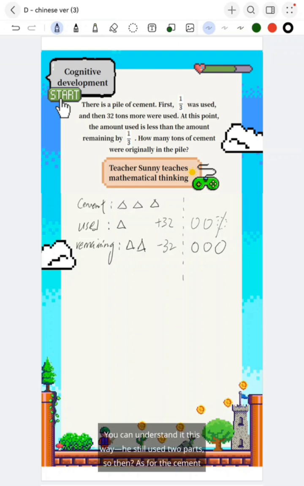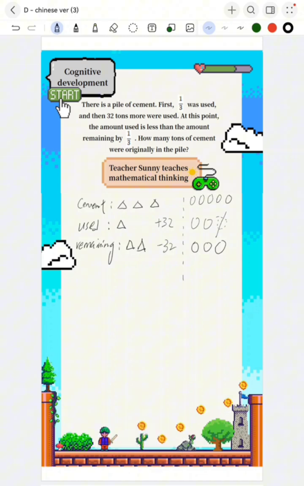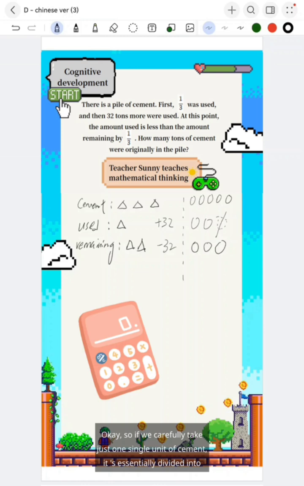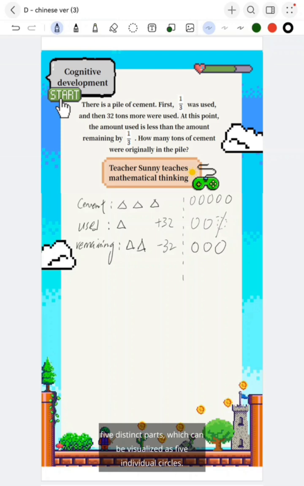You can understand it this way. He still used 2 parts, so then, as for the cement here, it actually means that in total, there are 5 parts in total. Okay, so if we carefully take just 1 single unit of cement, it's essentially divided into 5 distinct parts, which can be visualized as 5 individual circles. Does that make sense? Alright, then the crucial question is, how many tons is this large pile of cement? Let's take this. Once we accurately translate the problem, we can easily solve it. It then becomes much simpler.